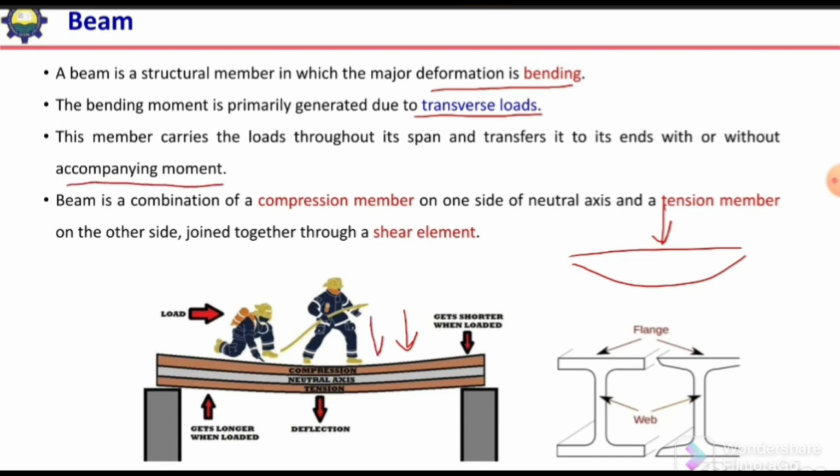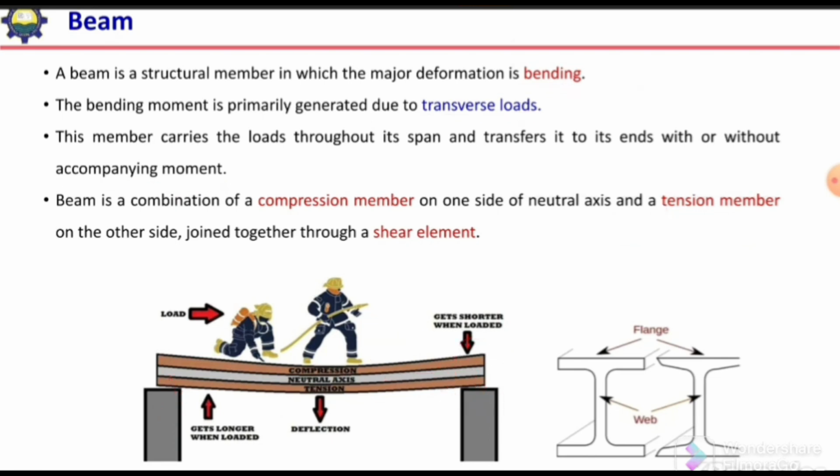So if we apply the load over here, this load will be transmitted or transferred at its ends to the next member, which is columns or walls, and there can be only a reaction, meaning vertical reaction, or there can be a bending moment as well, based on the end conditions.